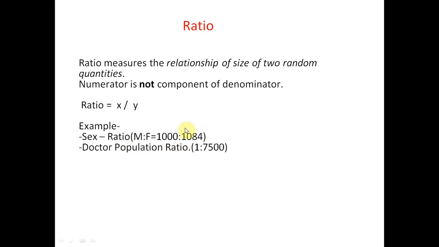So male and female are two different entities, unlike the rate and proportion. Doctor population ratio: there is one doctor for every 7500 patients. So these two are two different things. The numerator is not a part of, not a component of the denominator. It is two random quantities. Okay, that is rate. That is ratio.